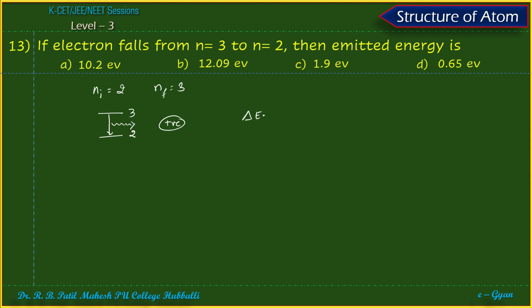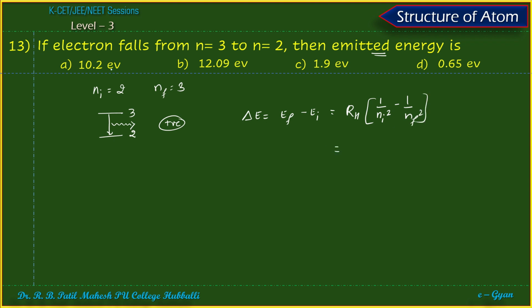Therefore, the total energy is equal to the energy of the final shell minus the energy of the initial shell. The amount of energy released, that is the emitted energy, is also equal to RH into the bracket 1 divided by Ni square minus 1 divided by nf square.